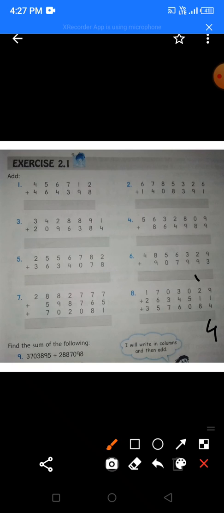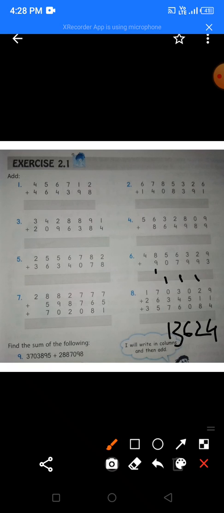Okay children. So 1 plus 2 is 3. 3 plus 1 is 4. 4 plus 8 is 12. So I am writing here 2 and I have carried 1. Okay. Now 1, 0, 0 is nothing. Then 1 plus 5 is 6. So I am writing here 6. Okay. Nothing to carry. Then this gives me 13. Again this gives me 11. I've carried 1 again. Okay.